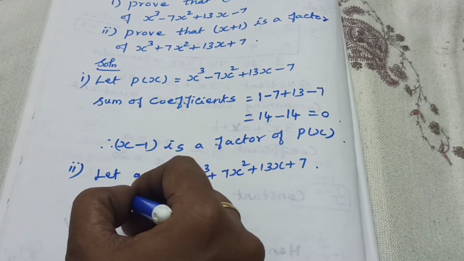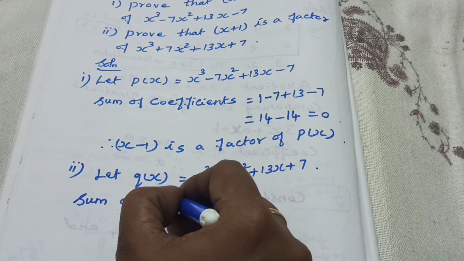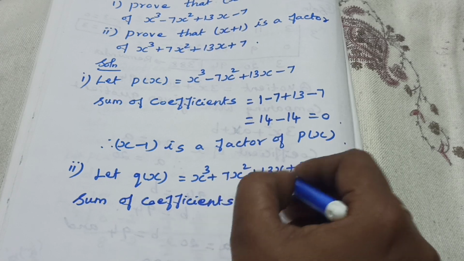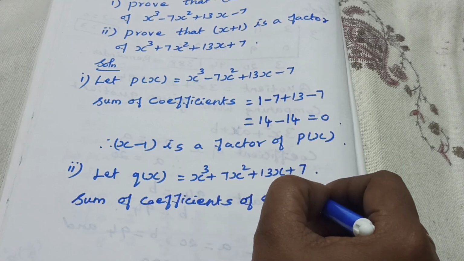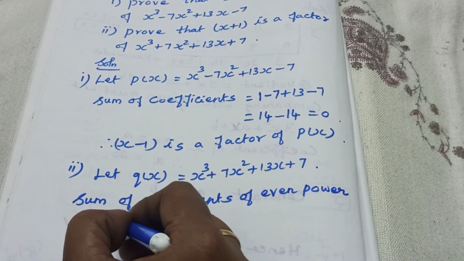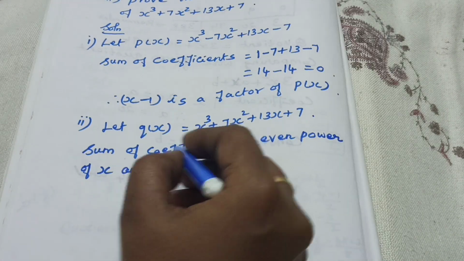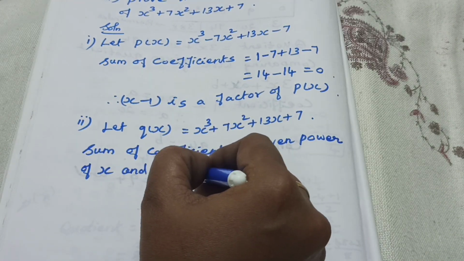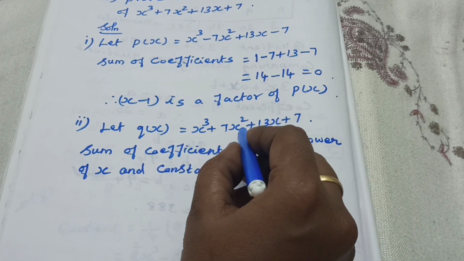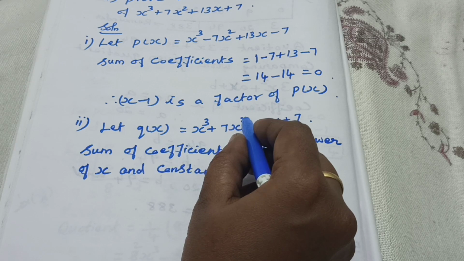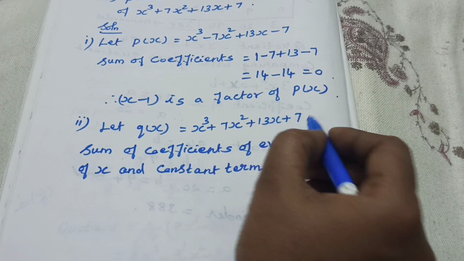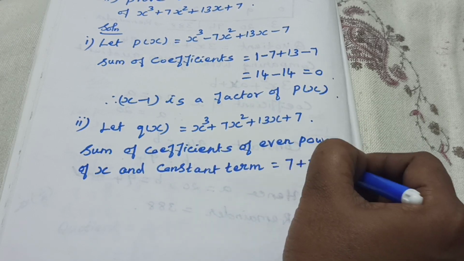Then we can write: sum of coefficients of even power of x and constant term. Here which is the even power? x square, isn't it? x square is the even power. Then what's the coefficient? 7. The constant term is 7. 7 plus 7 is equal to 14.